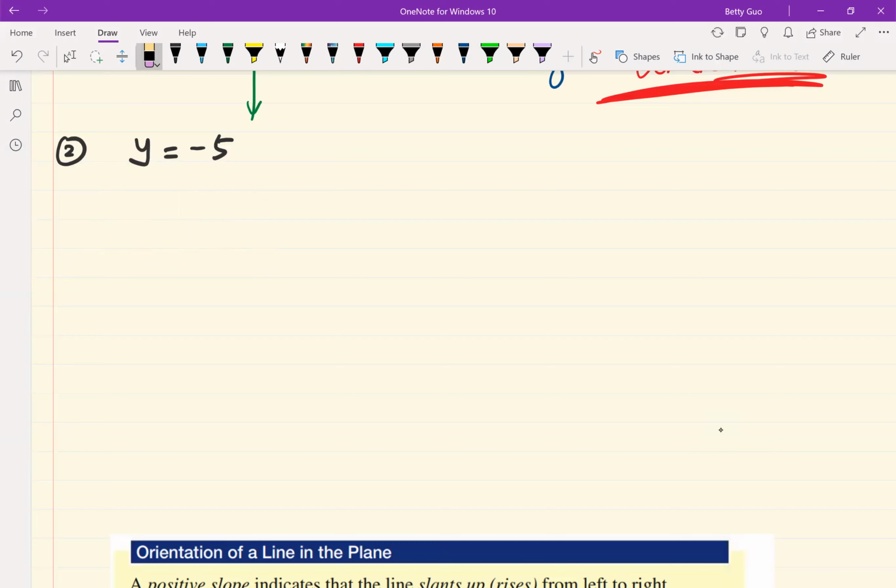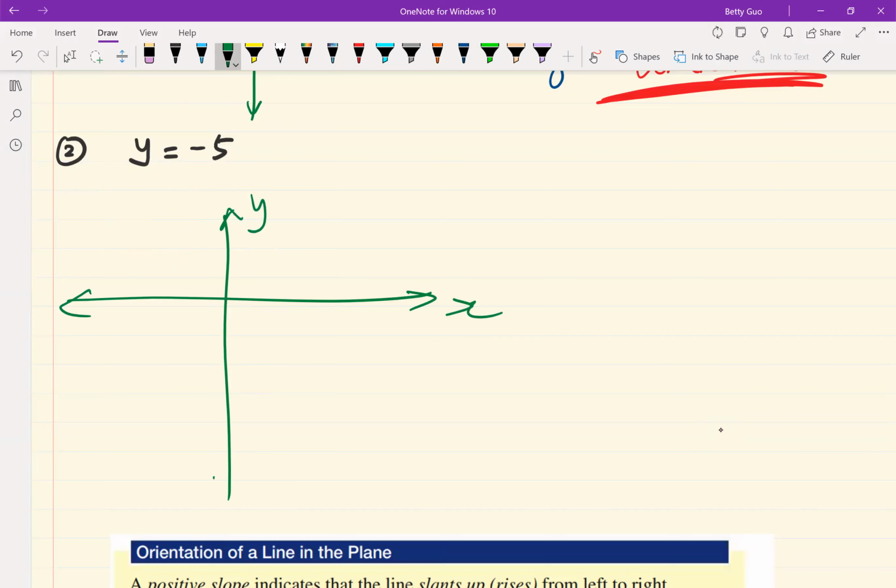What kind of straight line does this equation correspond to? What kind of straight line do you guys remember? Horizontal, awesome, exactly. Horizontal straight line. Let me graph it here. In a rectangular coordinate system, y equals -5. Look at the y-axis, the vertical scale. Find the origin. Since y equals -5, start from the origin, go down 5 units: 1, 2, 3, 4, 5. And here you're going to draw a horizontal straight line.